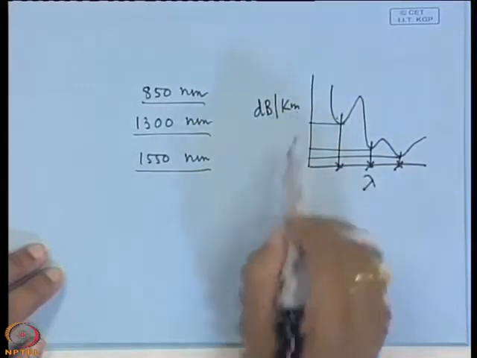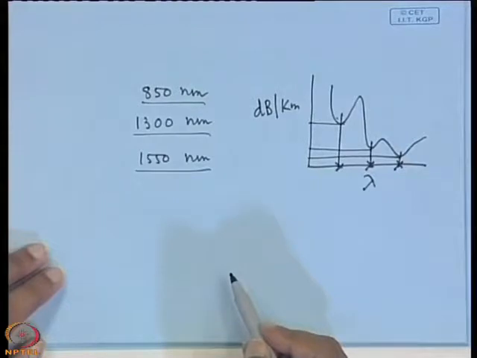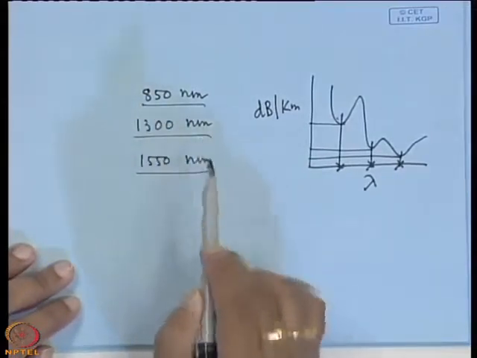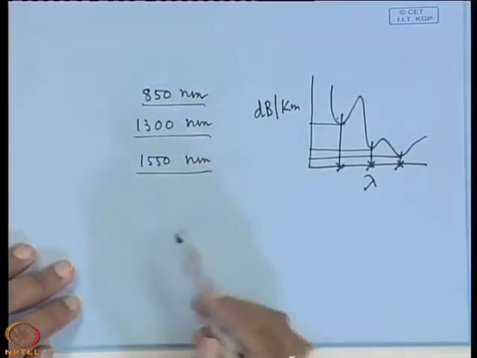It is decibel per kilometer. Okay? And if you take these wavelengths, you cannot name any single material using which you can get such kind of emission. Emission means either you have to use a light emitting diode or a laser diode for sending the light through the fiber. Either you need a light emitting diode or a laser diode.